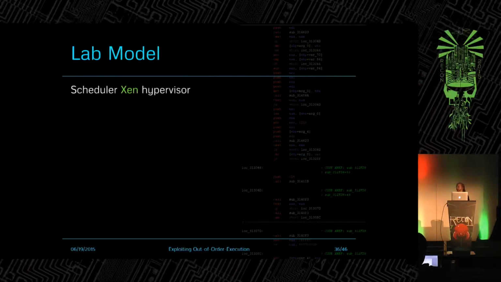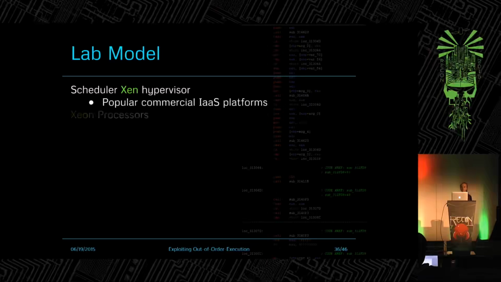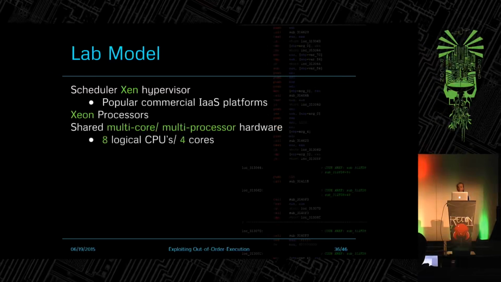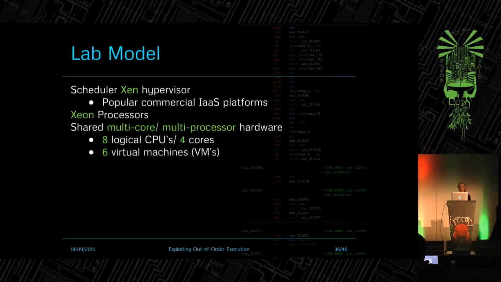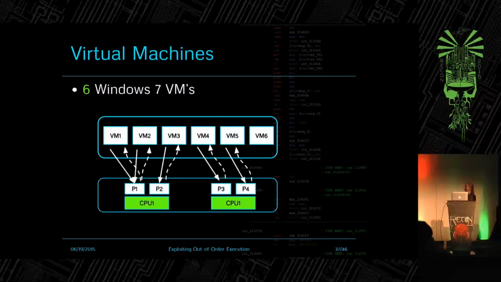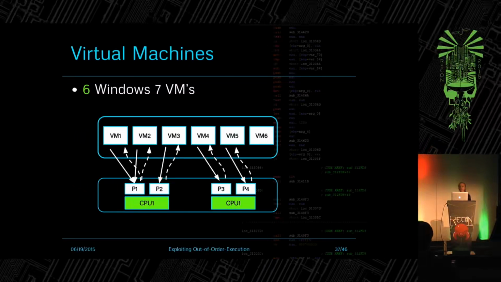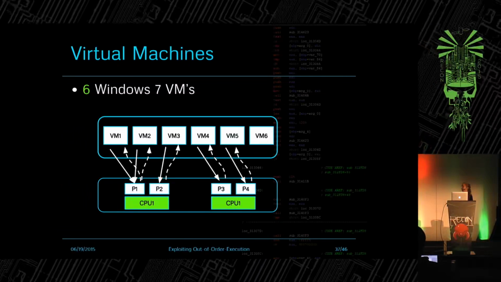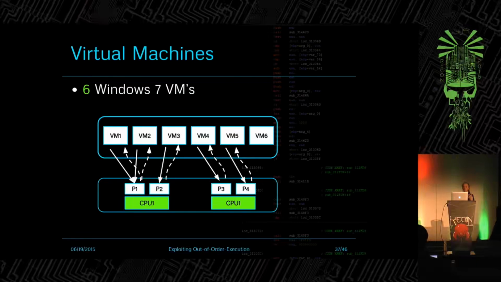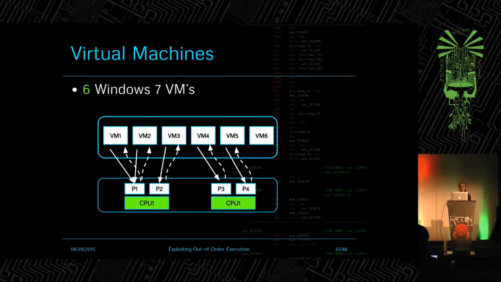So in our lab, we had a Xen hypervisor, just because it is the most popular commercial platform. Xeon processors, shared hardware, specifically 4 cores and 6 virtual machines. Obviously, SMT was turned on. This is what it would look like: we had our 6 Windows 7 virtual machines all running noisy operations, and that was just to create similarities between our lab environment and a real-world case in which one server might have thousands and thousands of processes on it.